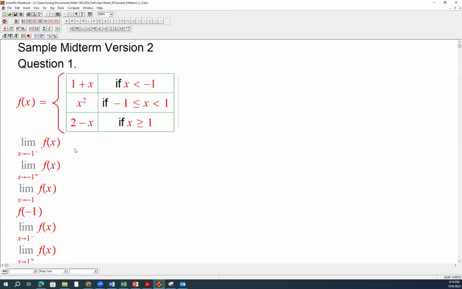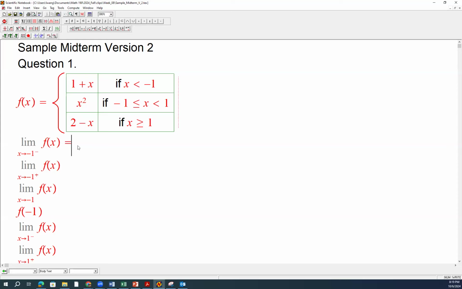This is the first question. The first question is actually very similar to the one in the first version. This time I hope we can get this done quickly. Okay, so for the question, there are 2 points of interest. One is at -1 and one is at +1.